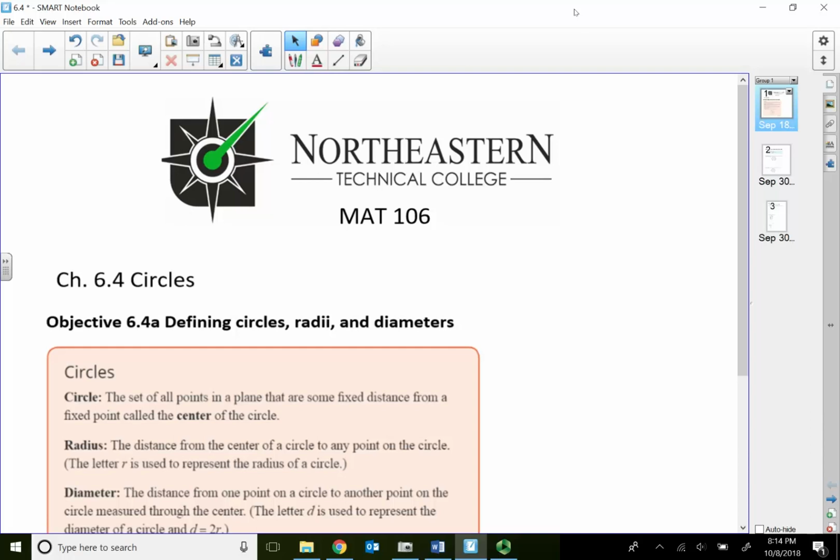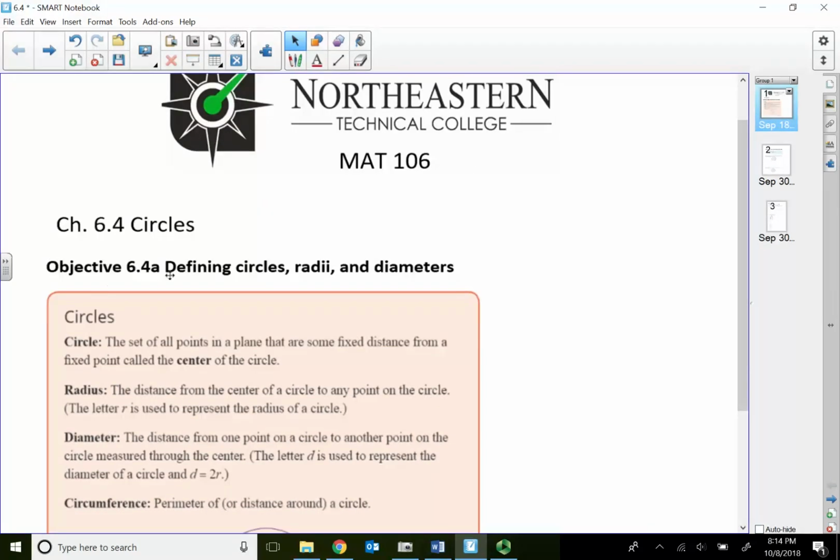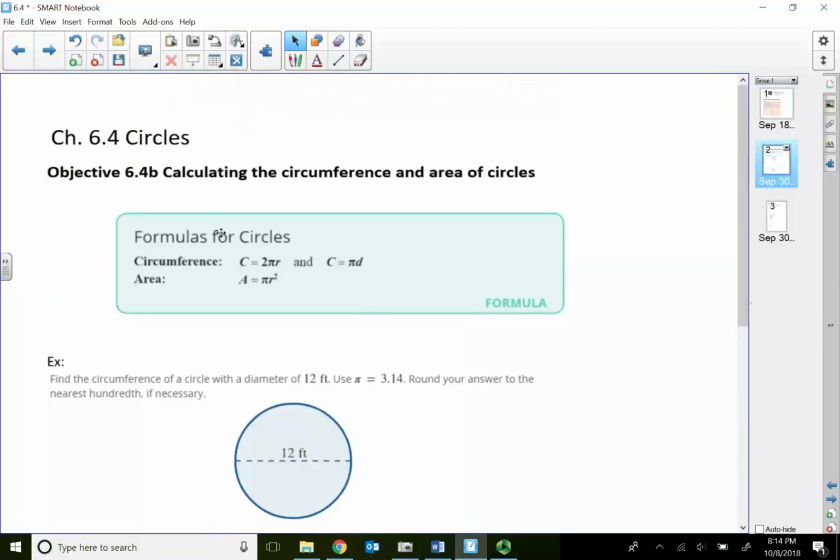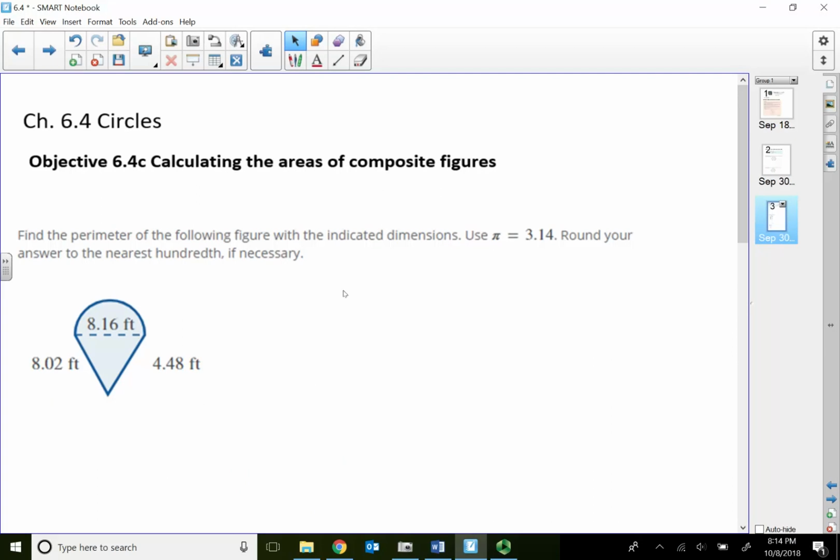Module 6.4. In this lecture video, let's talk about circles. The very first objective is defining what a circle is, what a radius is, and the diameter. I will go ahead and record the entire Module 6.4 in one video. We are also going to take a look at how to find circumference and area, and we will do some examples regarding composite figures.